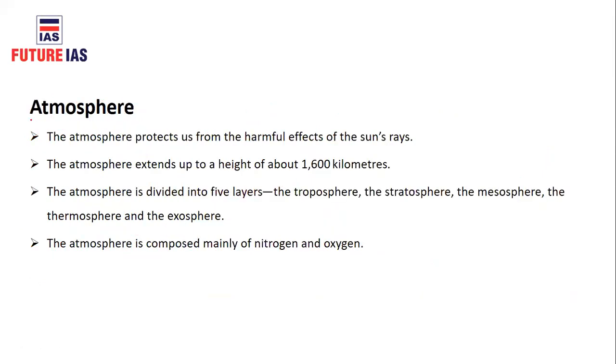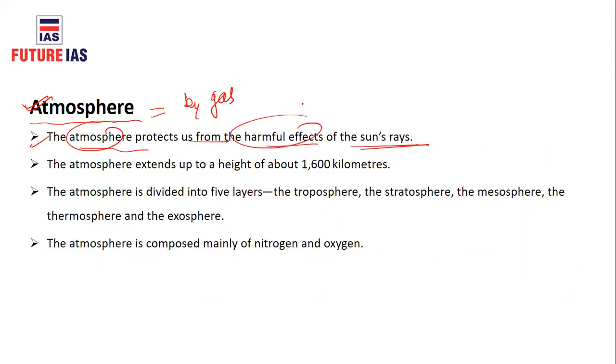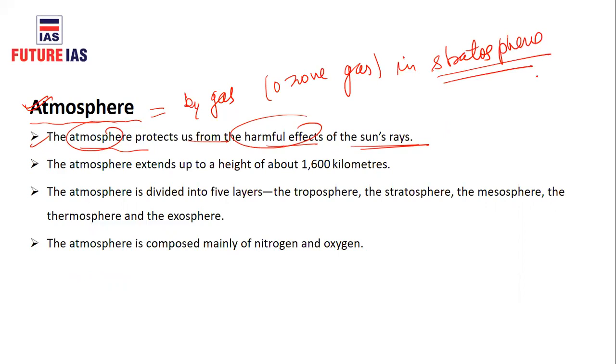Let's understand the atmosphere. Atmosphere means that sphere which is predominantly covered by gas. You must understand, the atmosphere protects us from the harmful effect of the sun's rays. In the atmosphere you will have ozone gas in the stratosphere. The stratosphere is a layer of the atmosphere consisting of the ozone layer, which protects us from the harmful rays of the sun, also called ultraviolet rays.